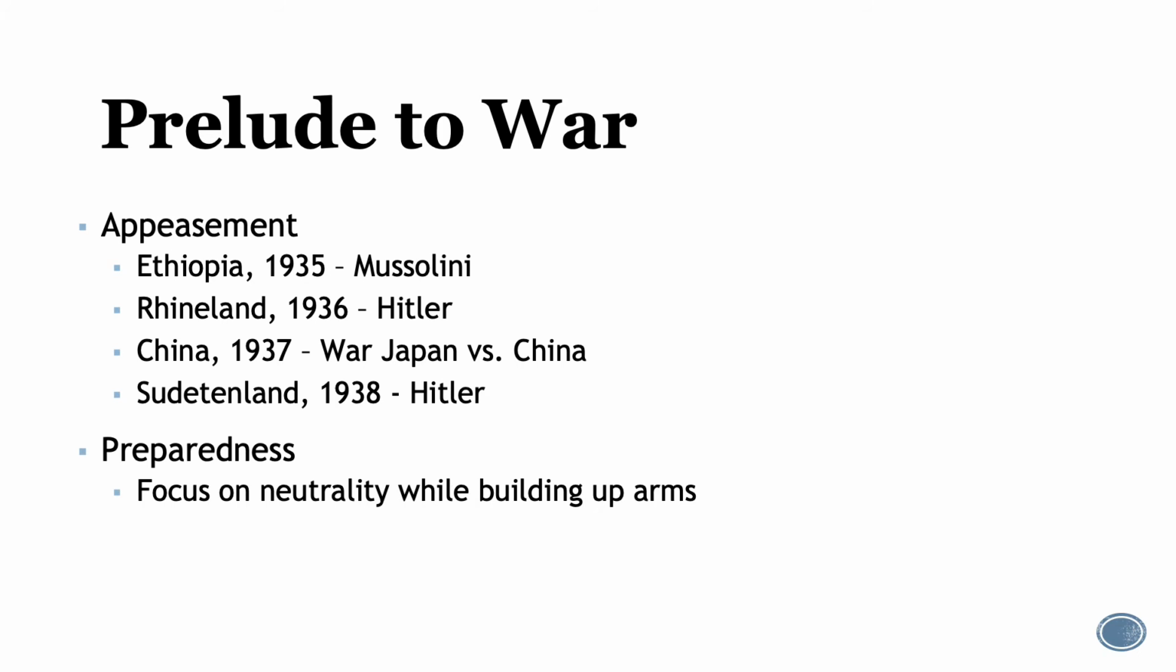We have appeasement in Ethiopia with Mussolini, the Rhineland with Hitler, China with Japan, and the Sudetenland in 1938 again with Hitler. Basically, this was the idea that, you know what, it's kind of like the screaming kid in a grocery store. You just want to calm him down, so you give him the piece of candy. This is kind of what it was. So these guys started moving into these territories, and the rest of the world was like, okay, maybe if we give this to you, you're going to stop screaming and you're going to stop being a problem, and this will just go away. Guess what? It didn't. So preparedness for us focused on neutrality while building up our arms and military base.